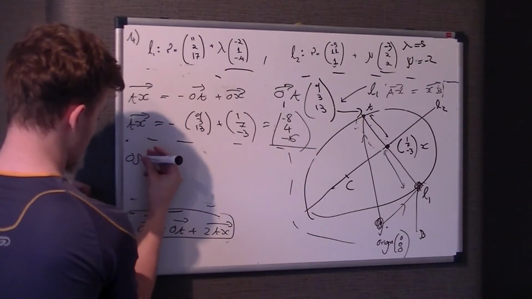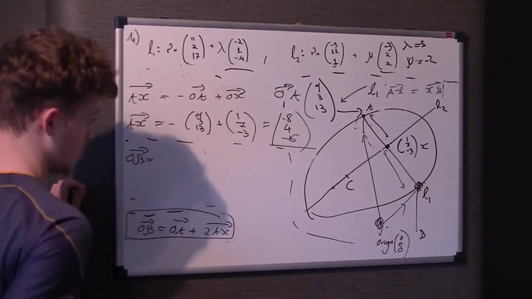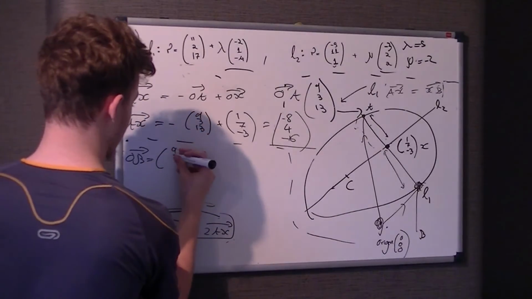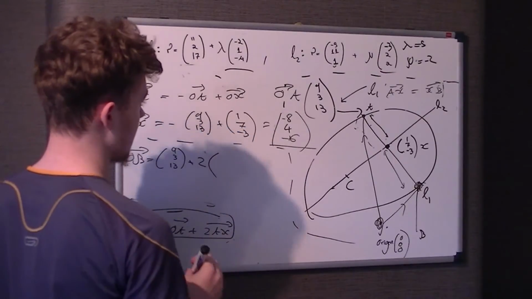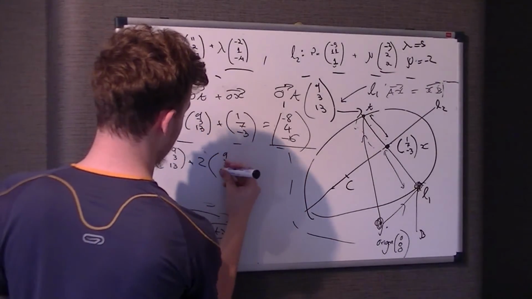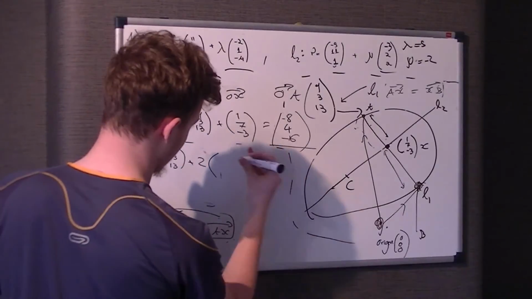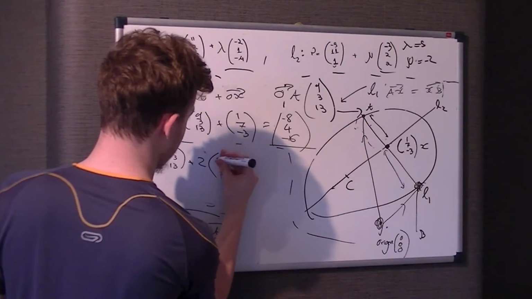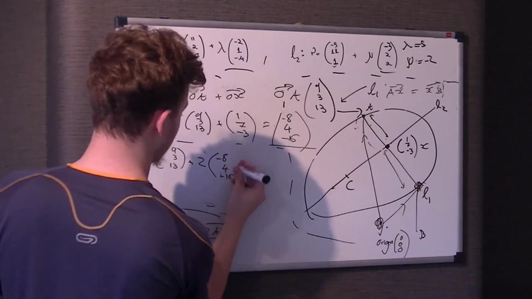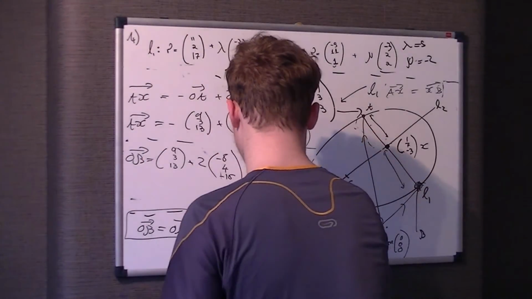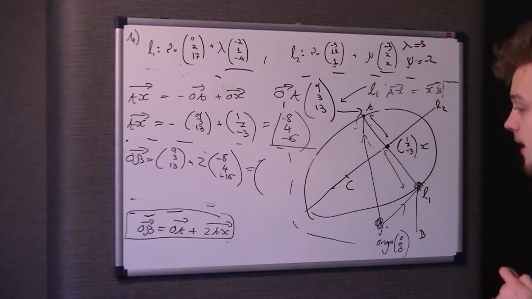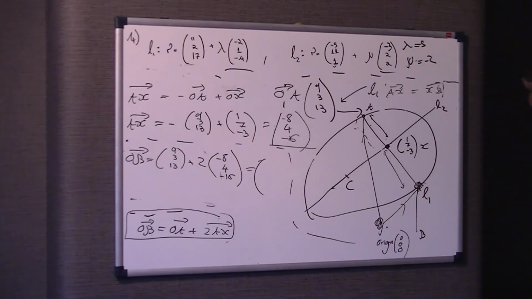So O to B is equal to O to A, which is 9, 3, 13, plus two lots of A to X, which is minus 8, 4, minus 16. So obviously just compare now the I, J, and K components. So it's 9 plus two lots of minus 8, in other words, 9 take 16, quite clearly.